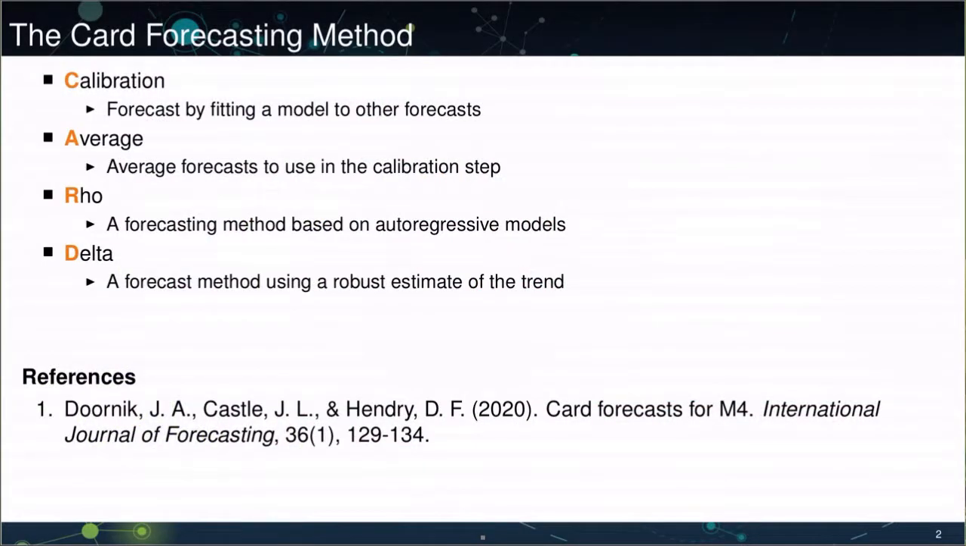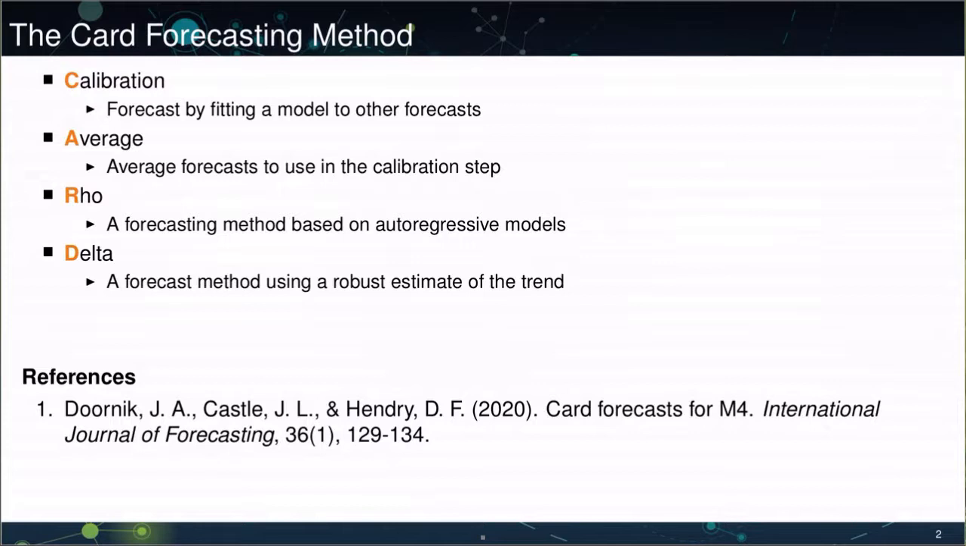The CARD forecasting method is a new method that was created specifically for the M4 forecasting competition. CARD is an acronym that's derived from the four stages of the forecast generation process: calibration, average, row, and delta. The acronym is in fact reversed, and generating the forecasts will proceed from the bottom. That is, it will start with delta.